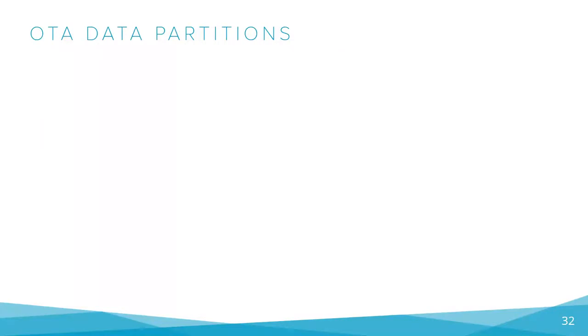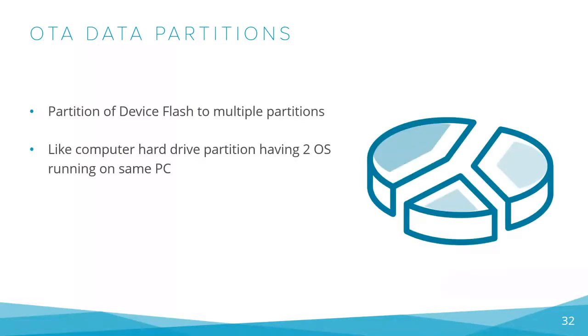As I told earlier, the downloaded firmware should be well partitioned in your firmware device. So let's consider again an example of the ESP32. The ESP32 allows us to partition the device flash into multiple partitions based on the available space. This is very similar to computer hard drive partitioning when you have operating systems running on the same PC. For example, one partition may run Windows OS while the other may run Linux.